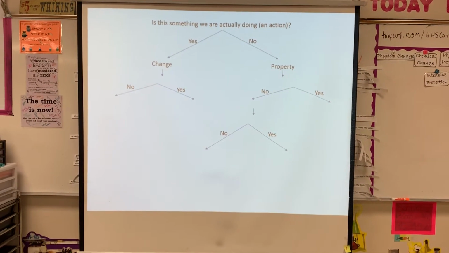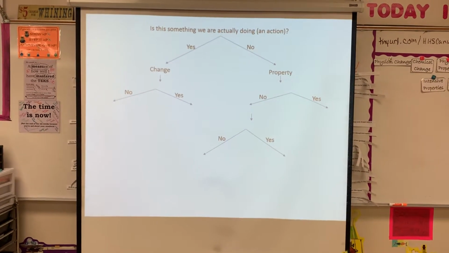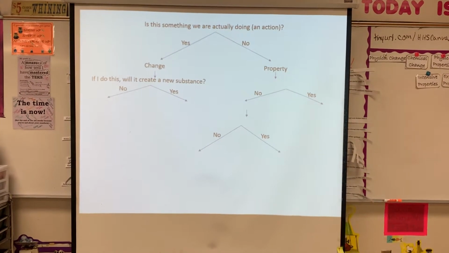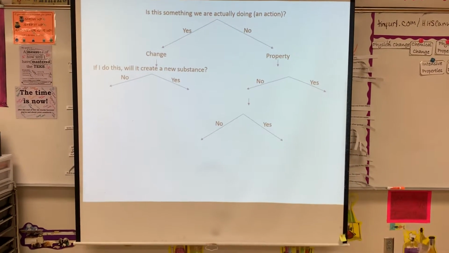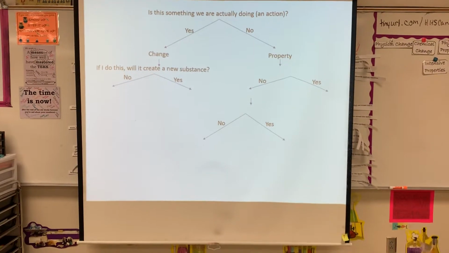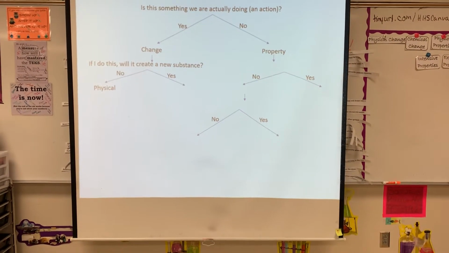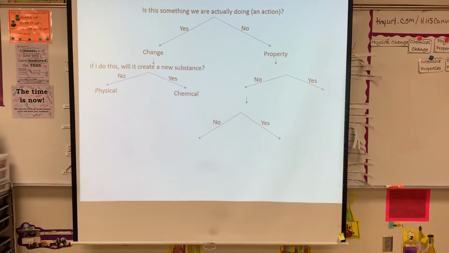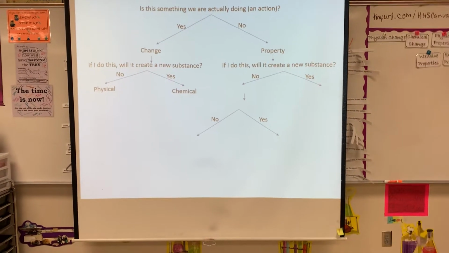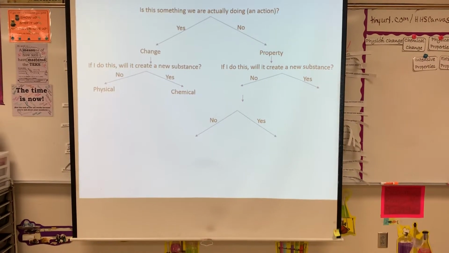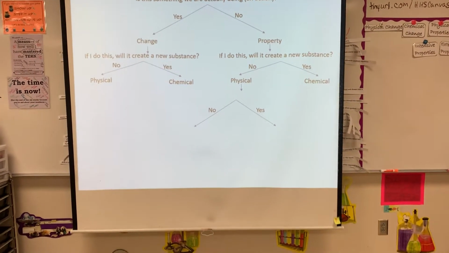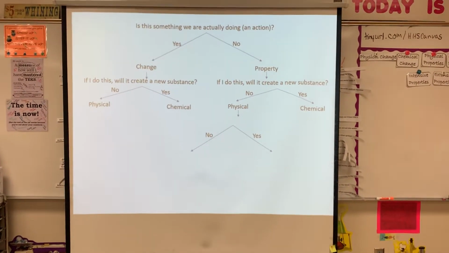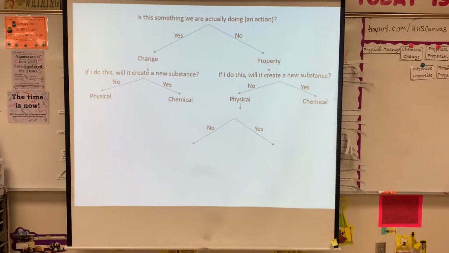And we ask ourselves the question, we're gonna start on the change side. So on the change side, if I actually were to do this, will it create a new substance? If the answer is no, then it's a physical change. If the answer is yes, then it is a chemical change. We can do the same thing with properties. If I actually do this, will it create a new substance? If the answer is no, it's physical. And if it's yes, it's chemical. I know I'm going fast. You can pause as you need to, guys.